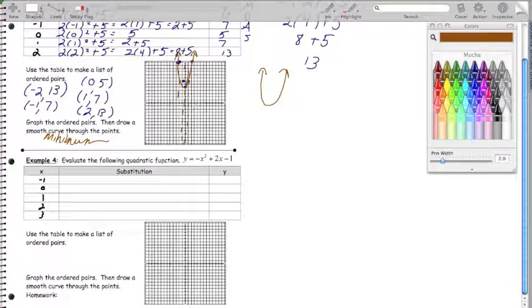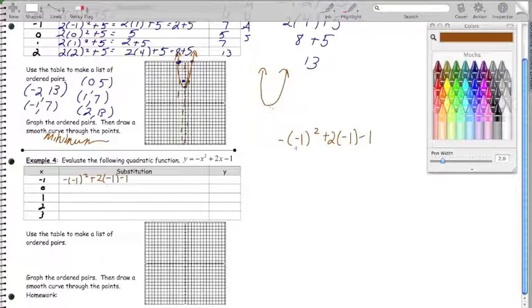Estimate or evaluate the following quadratic function. We have a negative out front here. So the first one's going to be negative 1 squared plus 2 times negative 1 minus 1. I'm going to do this one over here. If you can get this, then you are a champion with negatives. You should feel very accomplished. Actually, you should be able to get it.